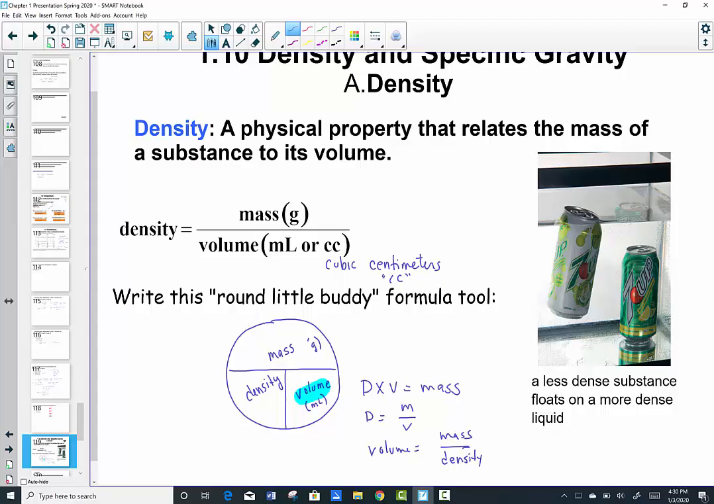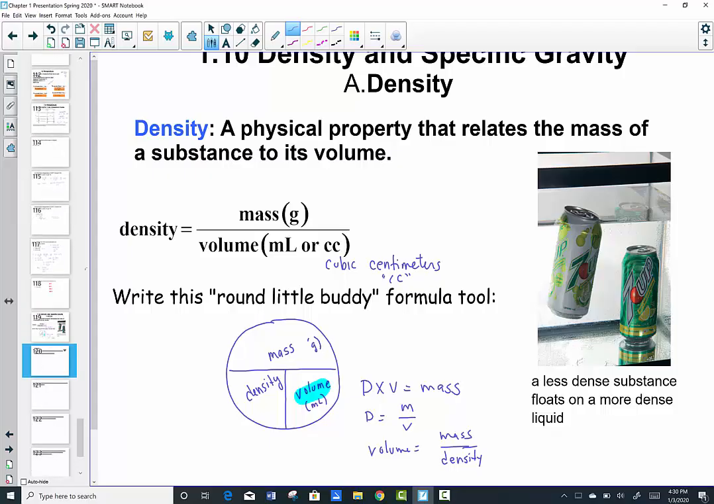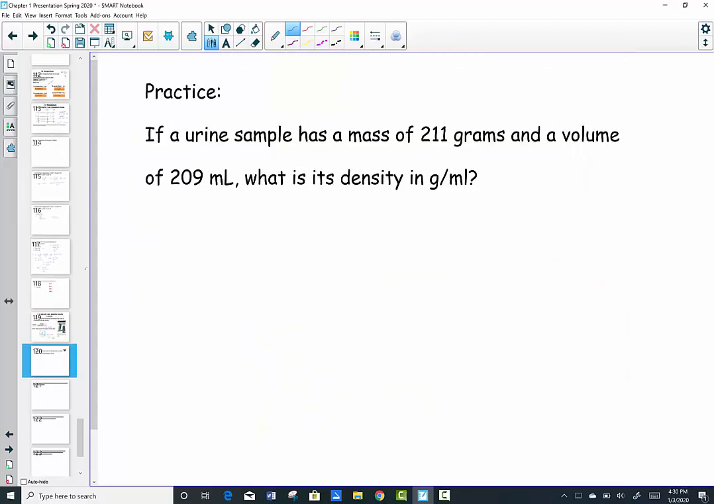So by highlighting or covering the unit you want, you're staring down the algebraic form of how to pull it out of this variable. It's just a little tool to help us practice. Let's jump in. If a urine sample has a mass of 211 grams and a volume of 209 mils, what's the density of that formula?